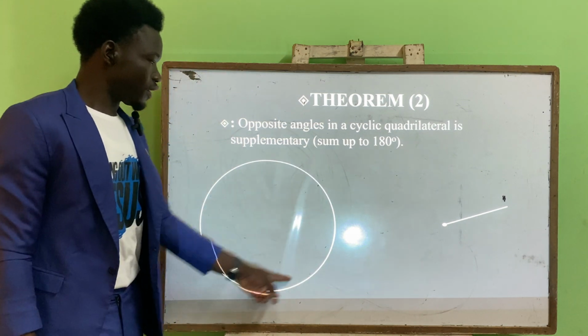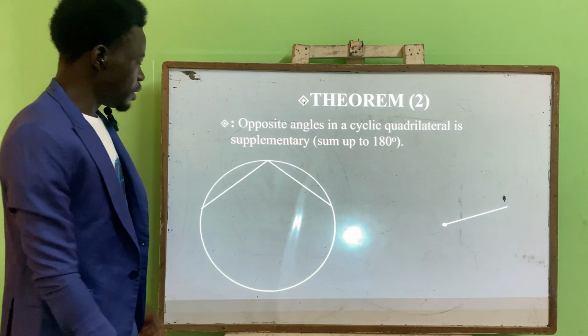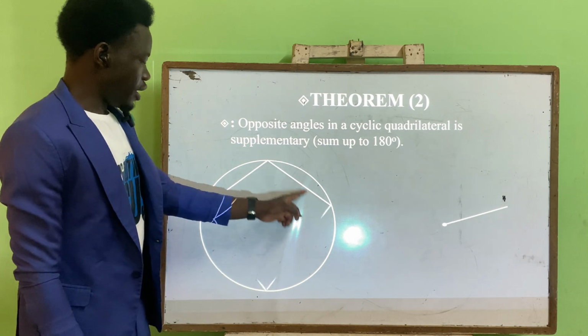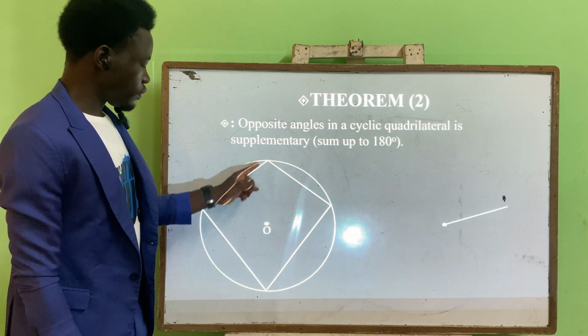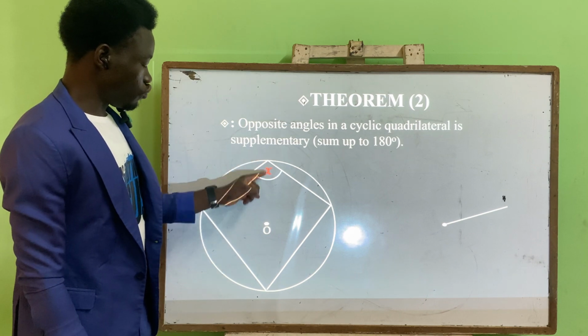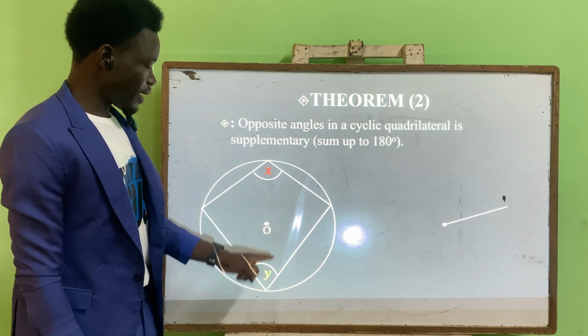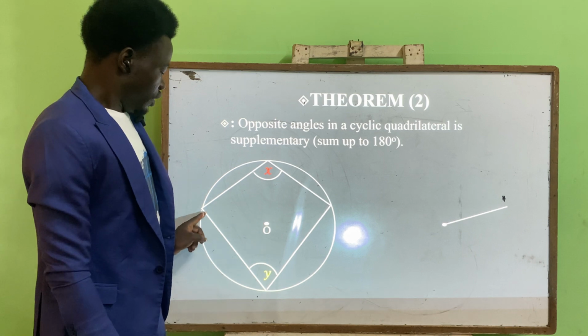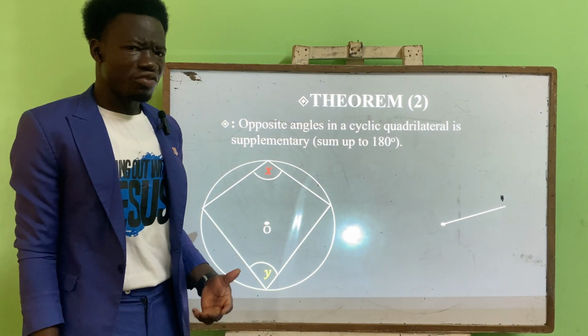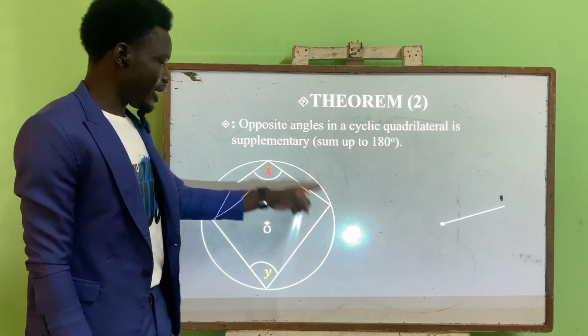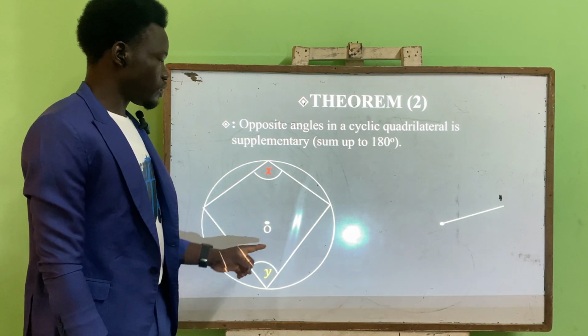So when I have a circle, for example, and I have a quadrilateral drawn in it, with this as the center, two opposite angles in a cyclic quadrilateral. It's a quadrilateral, a four-sided plane figure drawn in the circle. That's what we call a cyclic quadrilateral. Cycle, and the quadrilateral inside.